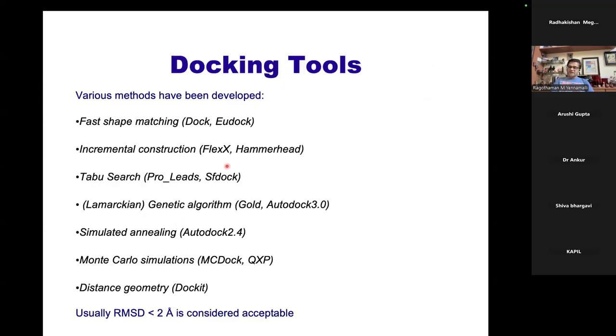There are different methods and different algorithms used. As I said, we will see a little bit about Autodock. Autodock uses the Lamarckian genetic algorithm and simulated annealing to find the conformational search space. The conformational search space is not for the receptor, but for the ligand, because the ligand is highly flexible. There are a lot of conformations that it can take. So you are trying to see which conformation is best suited for binding to the receptor.